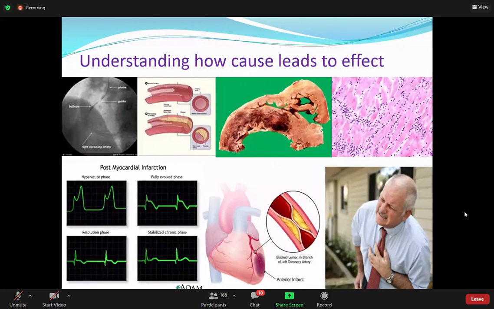When there is infarction, what will happen? The patient will feel excruciating pain in the chest. It's very painful, right? You take the patient to the hospital, and the first thing you do is ECG. You see an abnormal ECG, and then you go for angiography and you see there is a blockage here in the coronary artery.